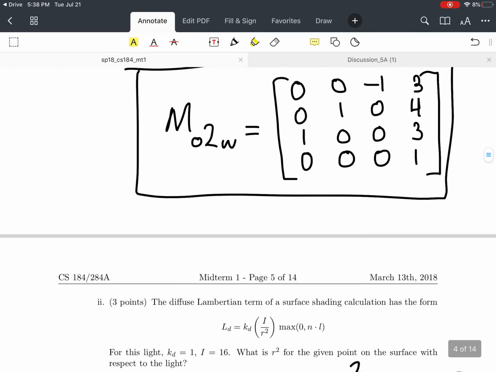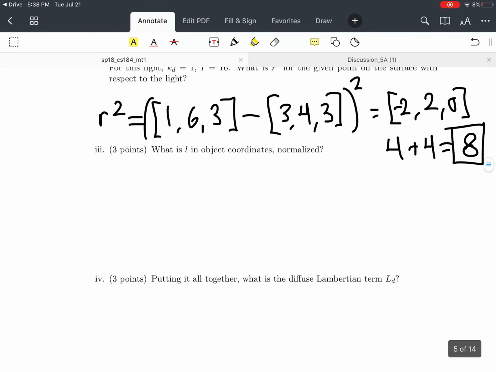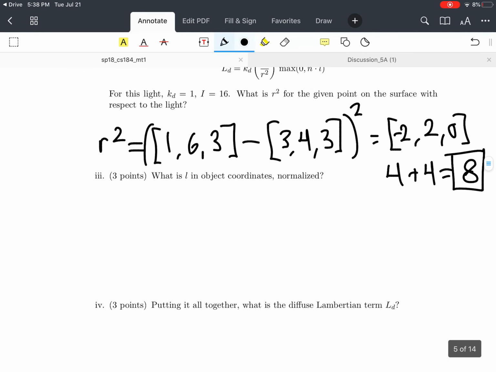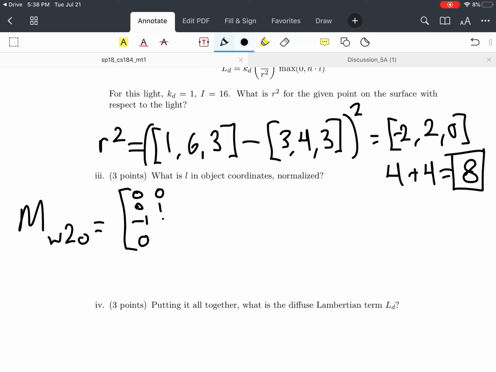Okay, so next, what is L in object coordinates normalized? So up here, we found object to world. Now we want world to object, right? And so the way we're going to do that is take the inverse. I'm not going to take the inverse here because it's a 4x4 matrix. That would take me quite a while. But I'm going to go ahead and just give you all the answer. Okay, so let me write down the answer. Okay, there we go. So that's the world to object transformation.